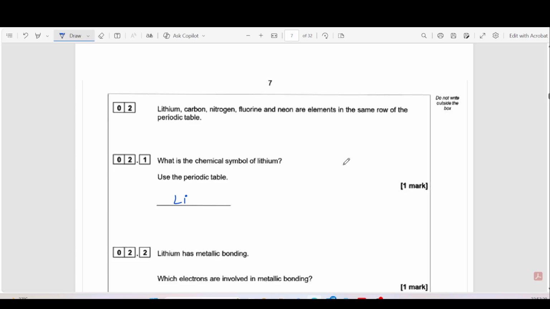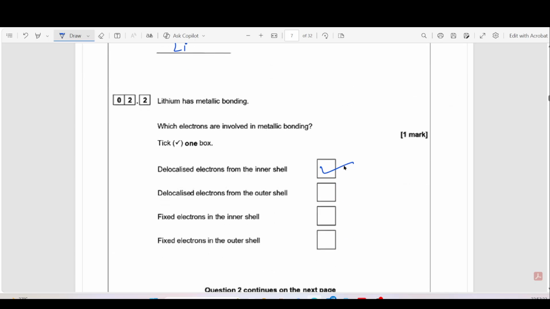Then the symbol of lithium is just Li, and this one is basically which electrons are involved in metallic bonding. Lithium has metallic bonding, right? So in metallic bonding, metal atoms lose their outer shell electrons. Outer shell electrons are also called valence electrons. These electrons are no longer attached to a specific atom, and they are free to move throughout the whole structure. So this is why they are called delocalized electrons. Delocalized means they are free to move throughout the whole structure.